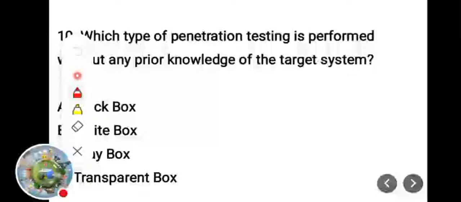White box testing means ethical testing. So the ethical tester will be present in the organization. He will protect the organization's information. Gray box penetration testing means he is the attacker who attacks the data himself, and he will help the organization understand how the attack happened and how to resolve the issues. Transparent box penetration testing does not exist in penetration testing.